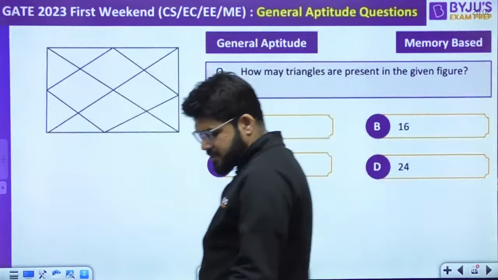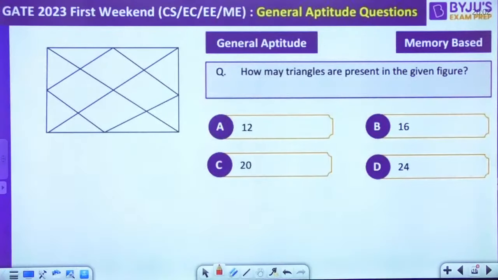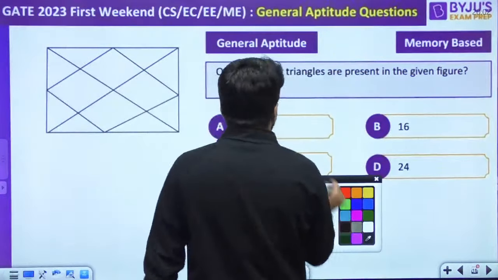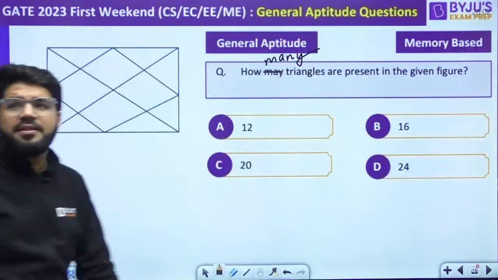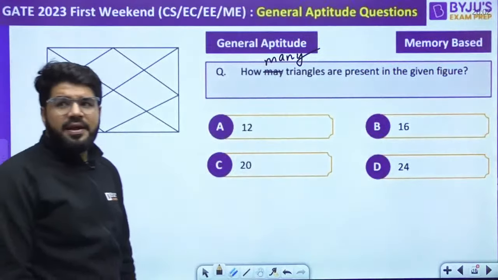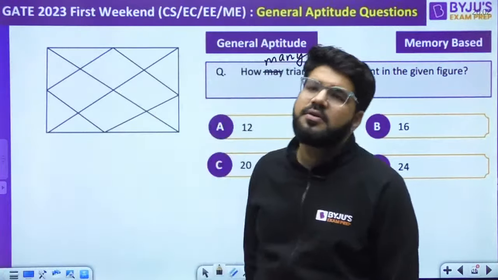Next question. Here it is. How many triangles are present in the given figure? How many triangles are present in the given figure? Okay.